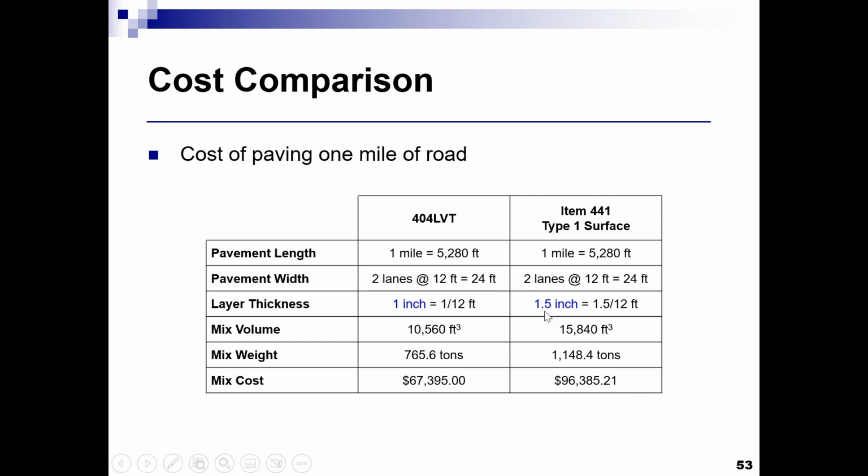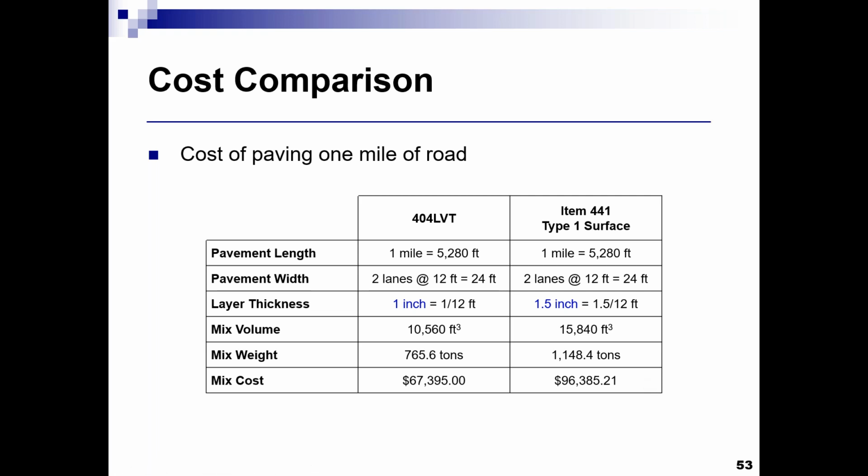Now you have to be a little bit careful when you view these results, because sometimes somebody may say, well, I don't necessarily always have to use 1.5 inch, I may use 1.25 inch. And if that's the case, then again, your price difference is going to be less if you have to use lower thickness. But with type 1 surface asphalt mixtures, we don't go to 1 inch.